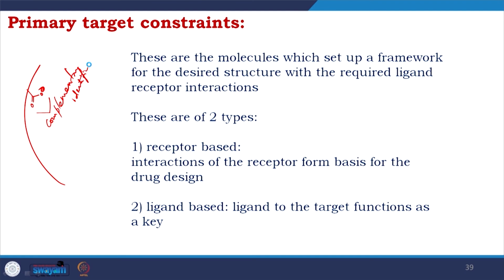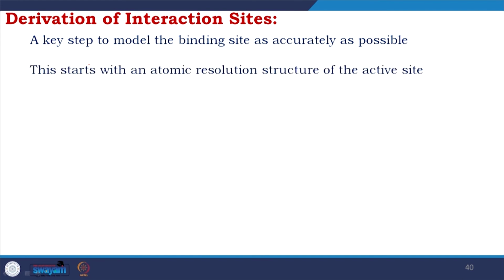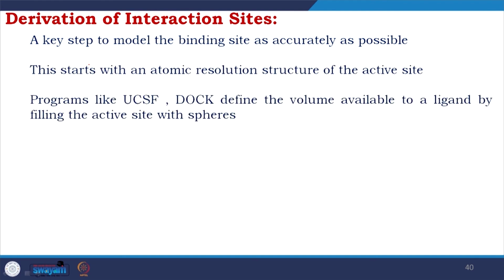These are of 2 types: one receptor based, where the interaction of the receptor forms the basis for the drug designing, and ligand based, where the ligand to the target functions as a key. Derivation of the interaction site is a key step to model the binding site as accurately as possible. This starts with an atomic resolution structure of the active site. As I told, structure is a must.